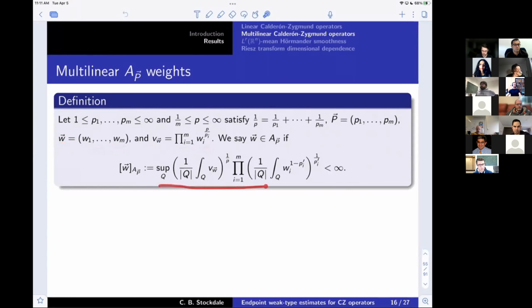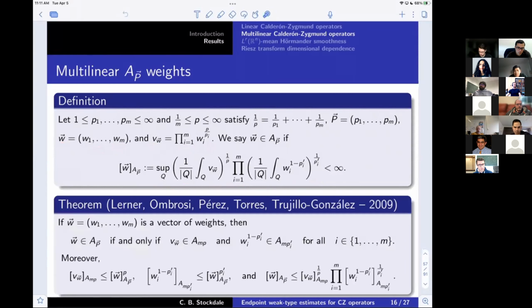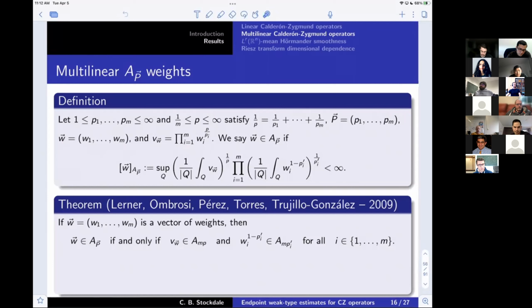And we assume that the product of these averages is uniformly controlled over all cubes Q in R^n. Again, if m is equal to 1, this reduces to the standard A_p condition from a few slides ago. It turns out that this multilinear class can be related to the linear A_p classes. So a vector of weights w is in the multilinear A_p class if and only if this product weight to certain powers is in the linear A_{mp} class.